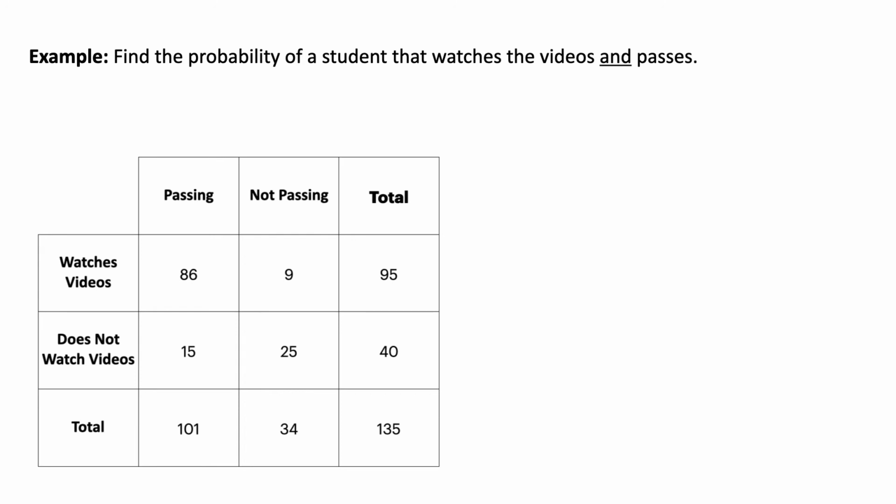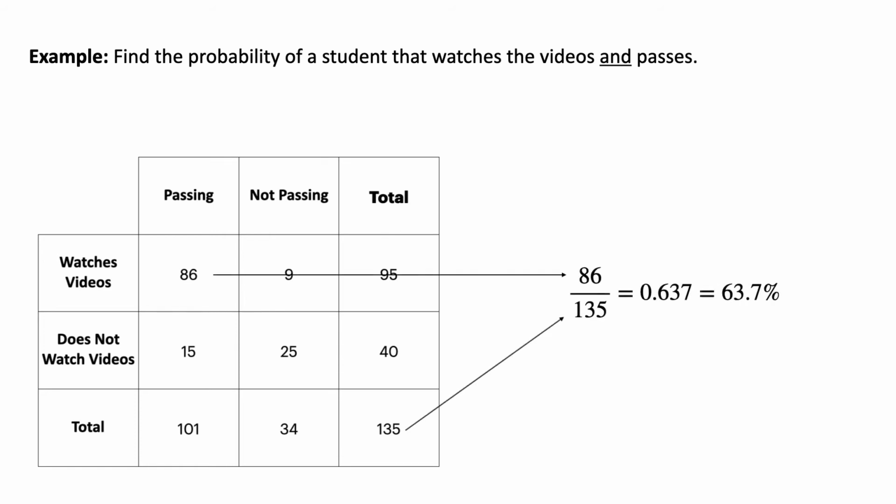Find the probability of a student that watches the videos and passes the class. If we look at the chart, watches videos and passing class, that's 86 students over the 135 students. So that'd be roughly 64% of them.